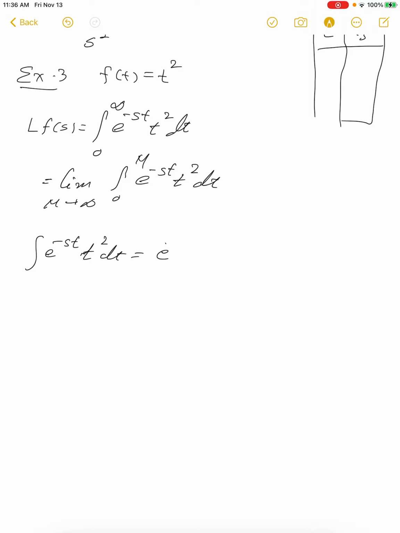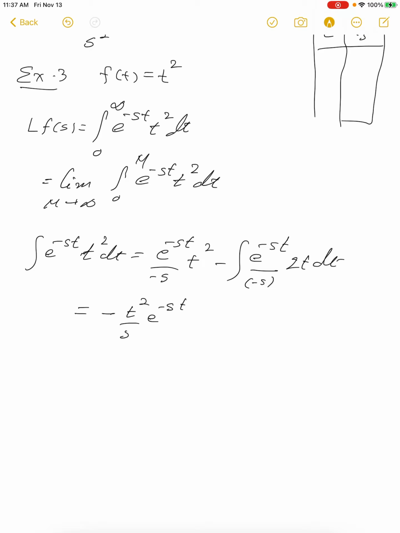So I first integrate e to the minus st, which gives e to the minus st by minus s, times t square, minus the integral of the integrated thing times the derivative of t square. So this is going to be minus t square by s e to the minus st, plus 2 by s integral e to the minus st times t dt. That has lowered the power of t by 1, and now we want to use integration by parts one more time.